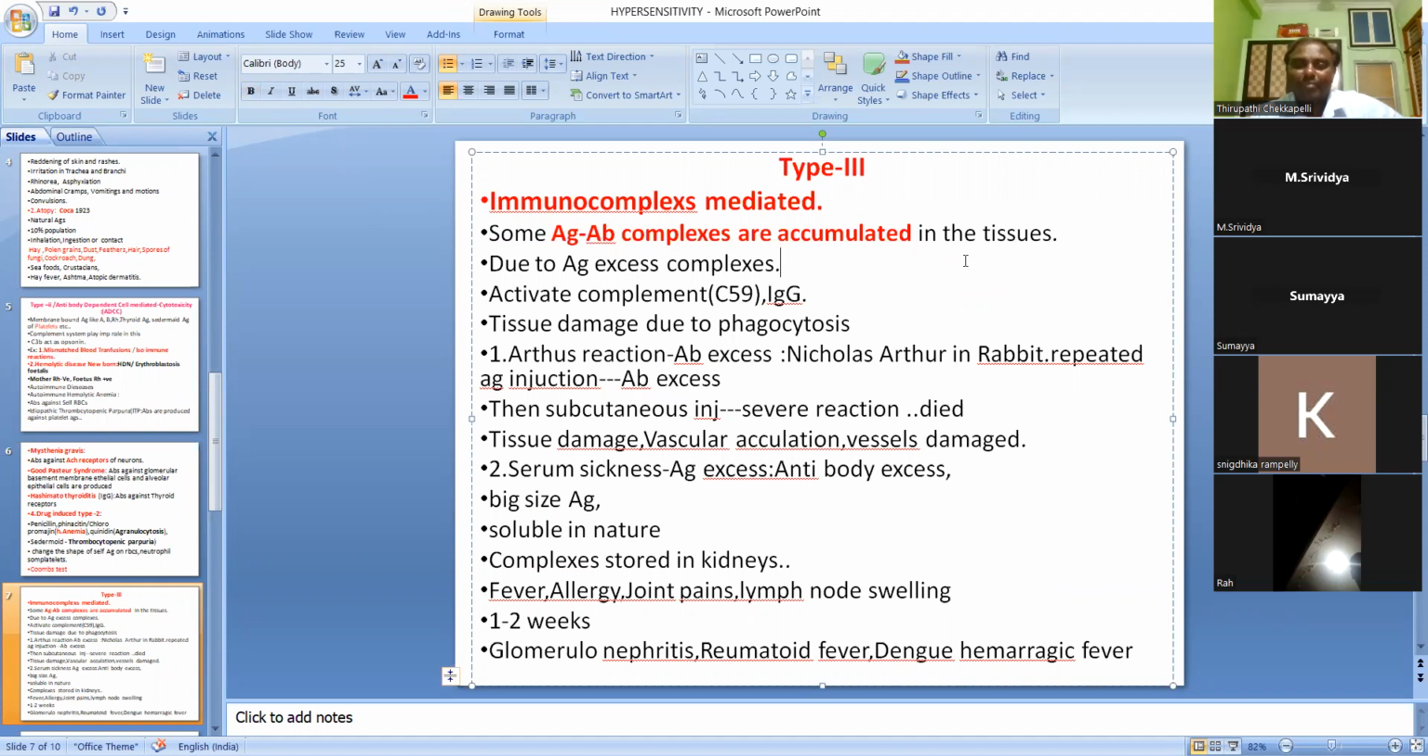So that causes this type 3 kind of hypersensitivity. What happens is, mainly either antigen excess or antibody excess. Sometimes, if the antigen number is more than the normal titer value, the antigen antibody complexes cannot be cleared properly by macrophages. That is one case. The same happens whenever antibodies are produced more in number. That is also a case when macrophages fail to clear all the complexes.